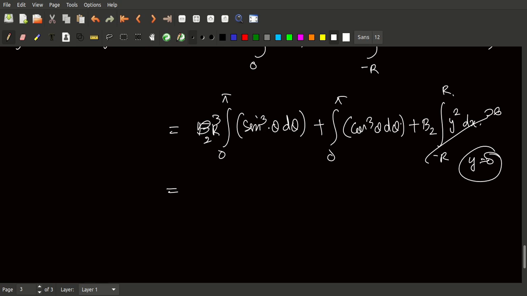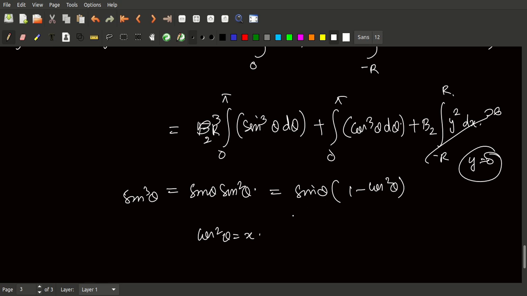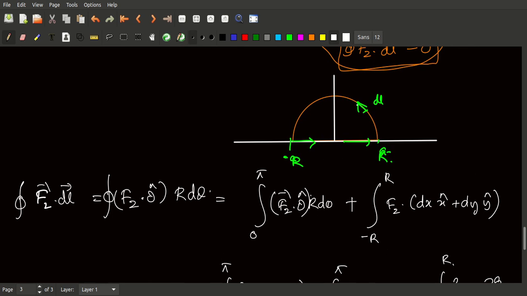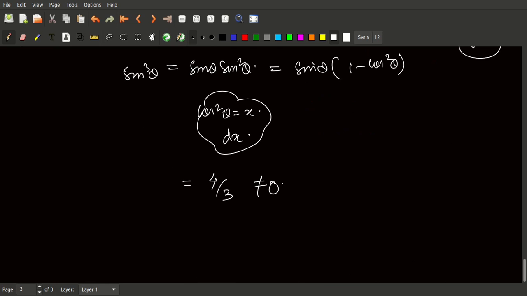Now what about this one? If you do this integral, you can do this by substituting. Take the sin cube theta and write it as sin theta into sin square theta, like sin theta into 1 minus cos square theta. Now substitute cos theta equal to x, and then differentiate it. You will find out what dx is, use the substitution method and find the answer. That part you do. You will get an answer something like 4 by 3. Even though this is a closed integral, we are getting this not equal to 0.